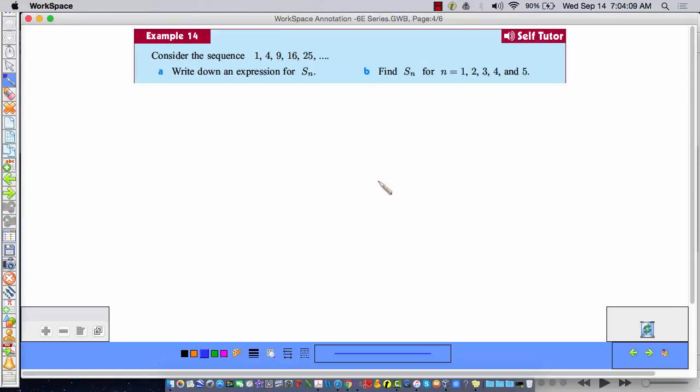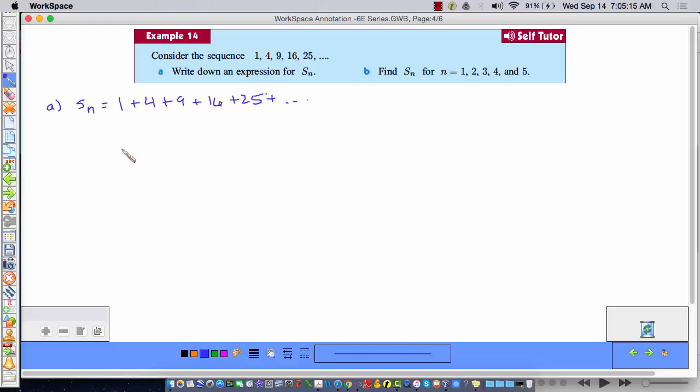Let's do some examples. For part A, consider the sequence 1, 4, 9, 16, 25. Write down an expression for the sum of those numbers. Here they just say S sub n. That is going to equal 1 plus 4 plus 9 plus 16 plus 25 plus and so on. And that's all there is to writing that sum.